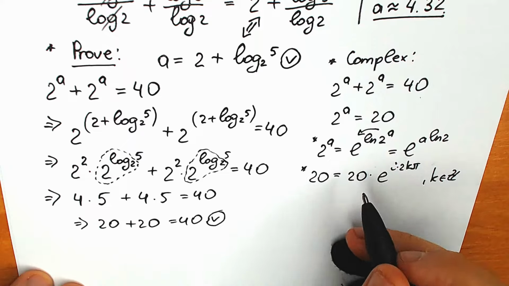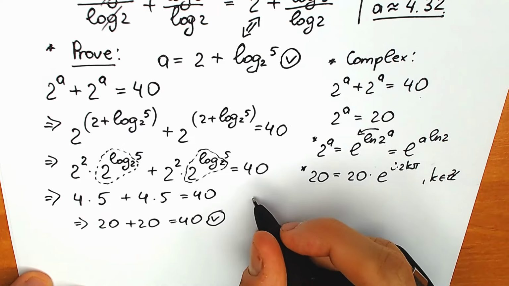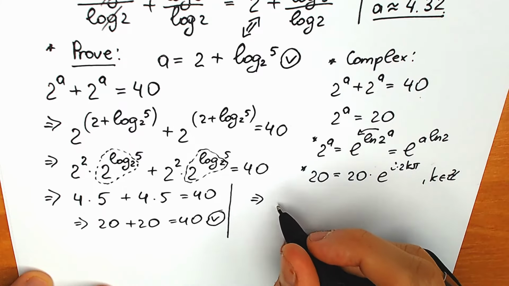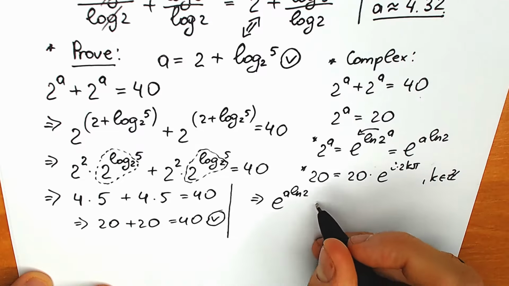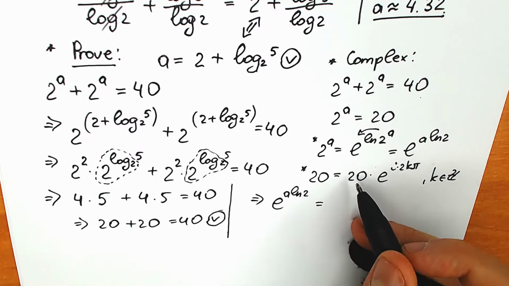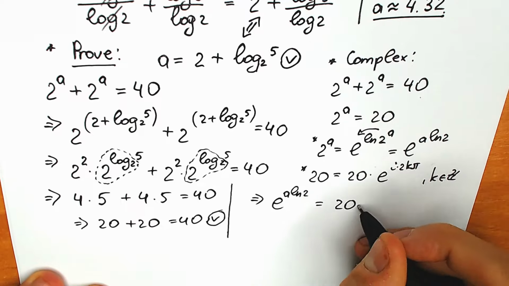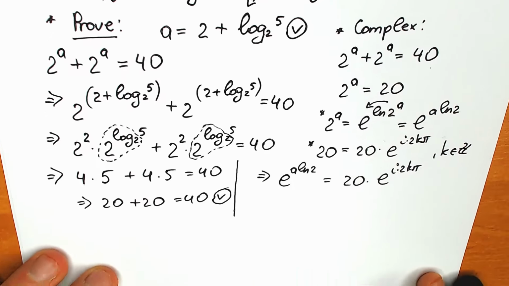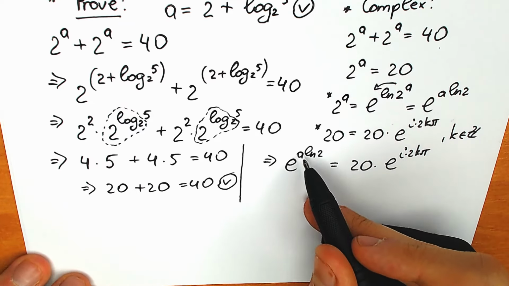And right now let's write an equation with both sides. So instead of 2 to the a, let's use this expression. I'm gonna start with 2 to the a: 2 to the power a equal to e to the power a natural log 2 on the left side, and on the right side we have 20 times e to the power i times 2k pi. And right now let's find from here what we find. We can find our a.